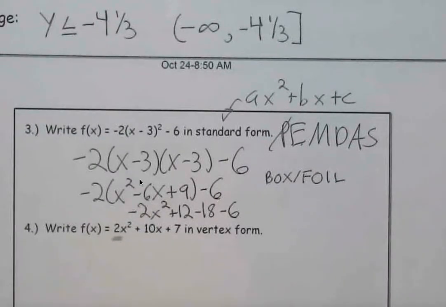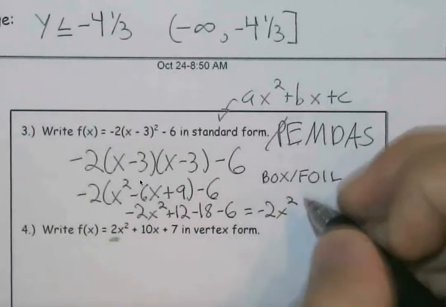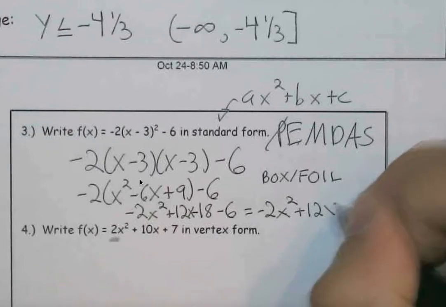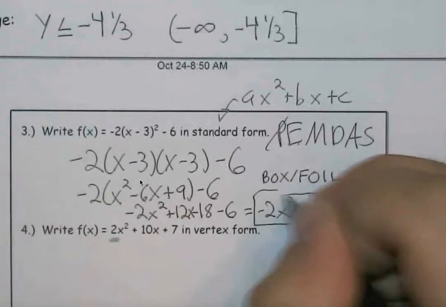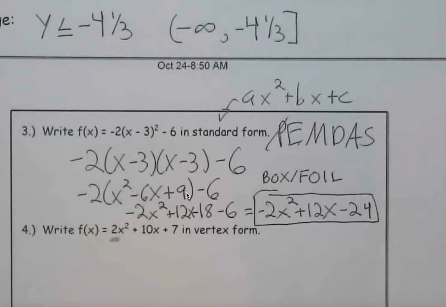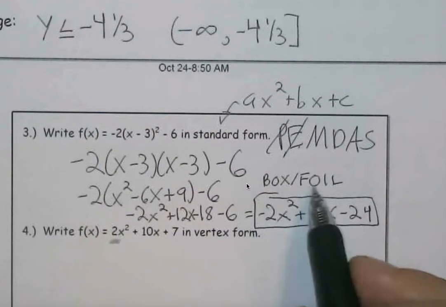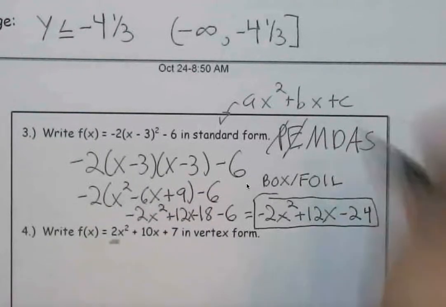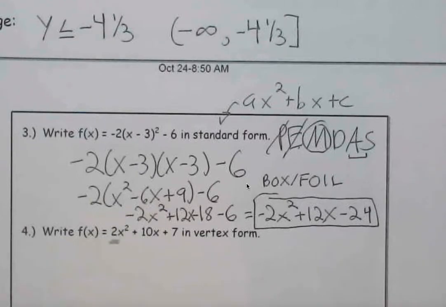What can we combine from here? You should be saying -2x squared can stay as is, keeping 12x as is, and then ending with -24. So that's considered the standard form. And it really came down to using the box and FOIL method on the binomial being squared. We then distributed the -2 in with multiplying, and then we added and subtracted the like terms at the end.